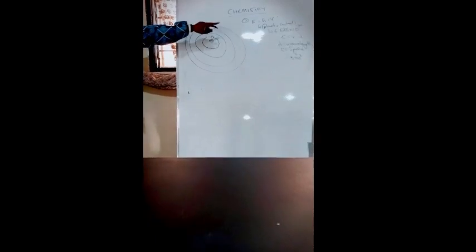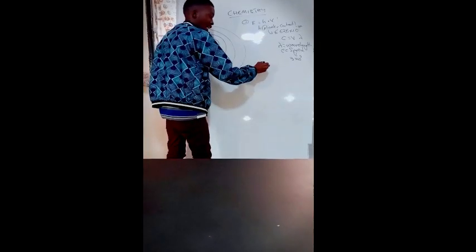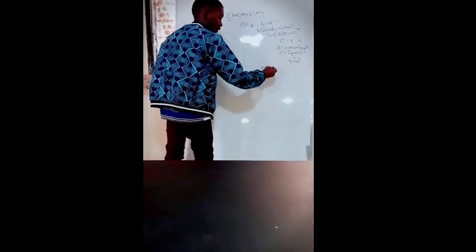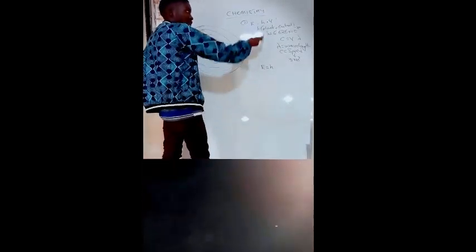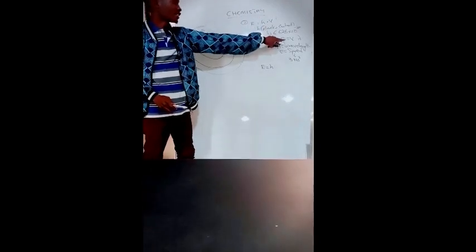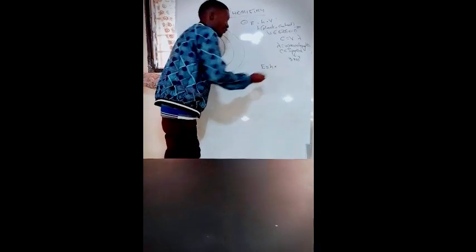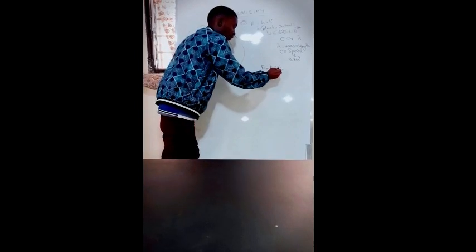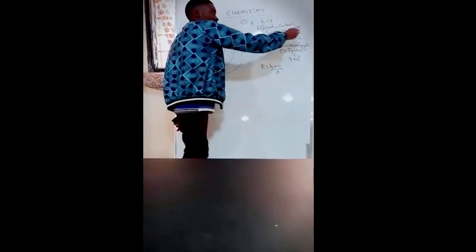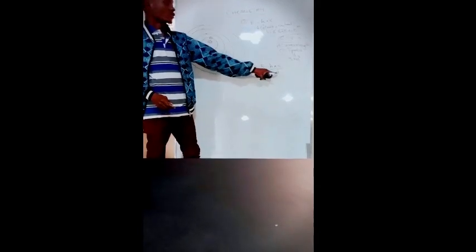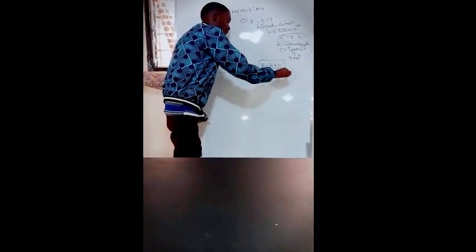So to conclude with this formula, we can say that energy is equal to the Planck's constant multiplied by the frequency. If I make the frequency the subject of the formula, I substitute it with the speed over the wavelength. So this will be my formula for the energy.